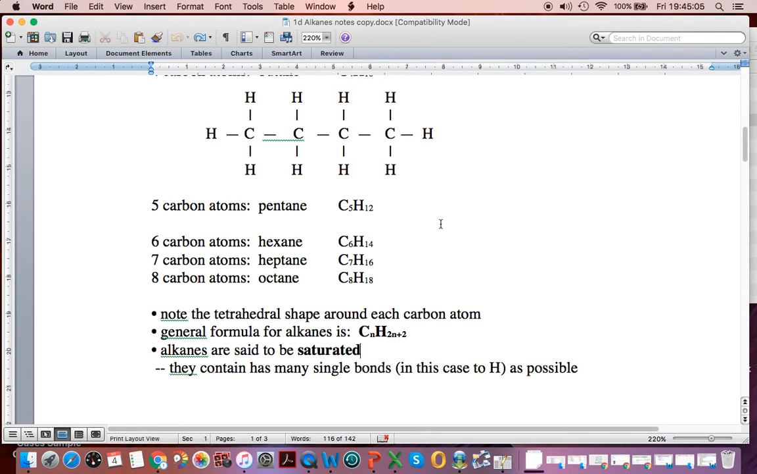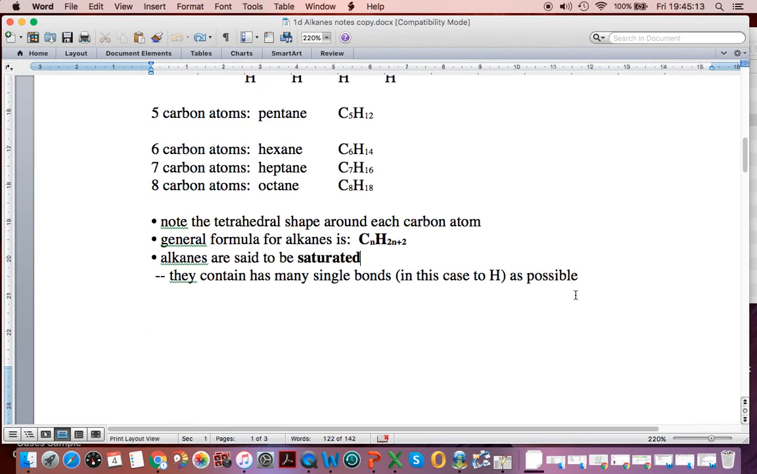Alkanes are said to be saturated. You don't see any carbon-carbon double or triple bonds. And again, in Biology 12, you're going to find out that saturated and unsaturated mean quite a bit.